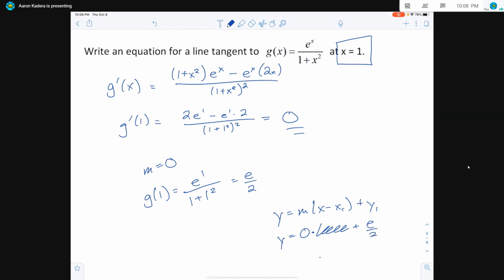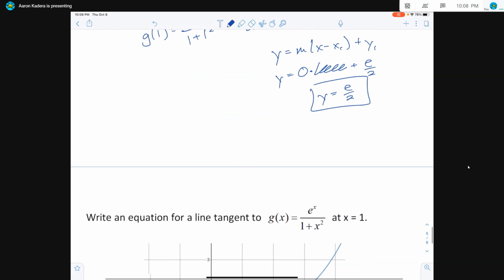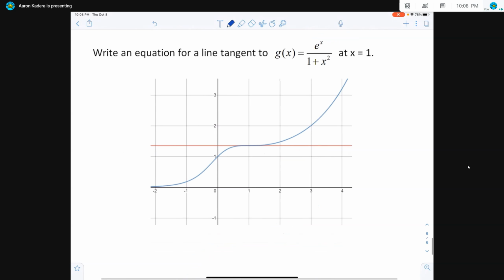So it looks like we're drawing a horizontal line, which makes sense. A horizontal line has a slope of 0 at e over 2. And in fact, that is correct. I've taken the liberty of drawing those two things out, and you can see that the function g of x, which is here in blue, has a horizontal tangent line. Doesn't have a minimum or a maximum, and that's kind of cool. It just has a horizontal tangent line at a value of 1.